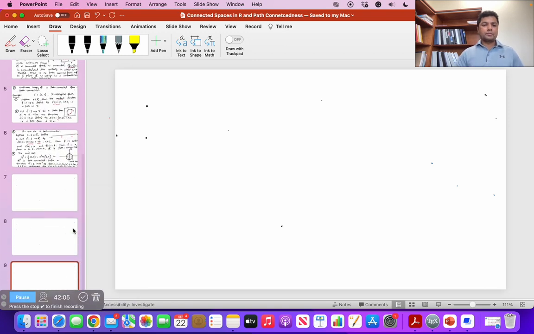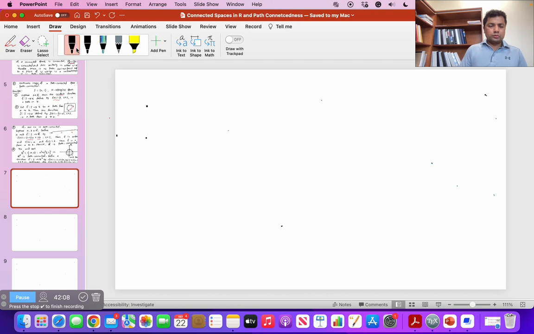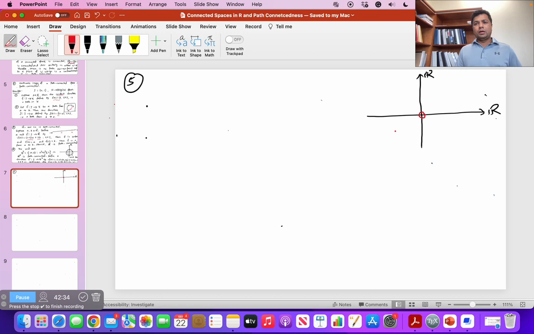Okay, and now let me give you one more example. Example number 5. Let's consider R2, which is our regular plane, and then let's make a hole on this plane. Let's make a hole at the origin. So here we are considering R2 without the origin. Basically we are considering R2, and then you remove the origin (0, 0).